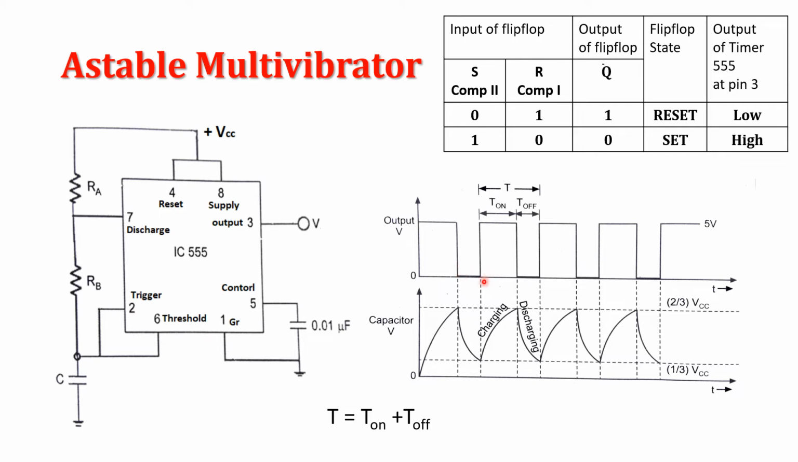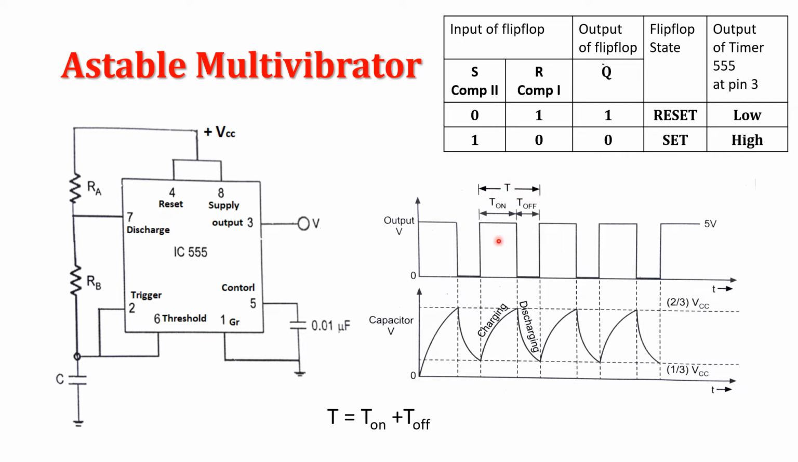In that astable mode, it goes alternately. Automatically, it interchanges state from high to low, again low to high, high to low, alternately, and therefore it is also called a free running multivibrator. Hence, an astable multivibrator is a free running multivibrator, as shown here. Now that is the time period T.